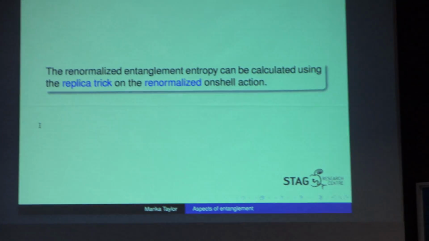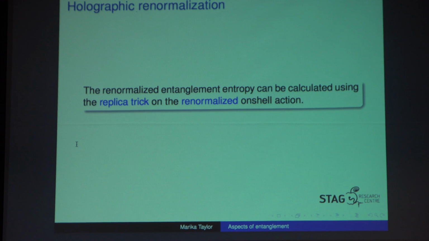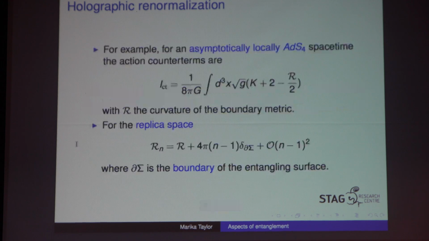So, Henningson and collaborators already calculated, 17 years ago in gory detail, and it took them about a year and a half, all the counter terms of the renormalized action, in all dimensions, so AdS4, AdS5, and AdS6. I can just use the replica trick on what they did. For example, for the asymptotically locally AdS4 spacetime, this is the same counter terms as I wrote down before. I should say that here I've put the Gibbons-Hawking term back in again. This was the curvature of the boundary metric.